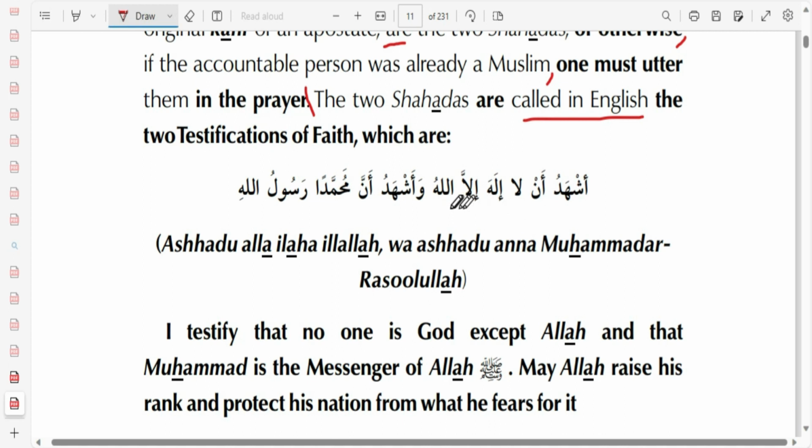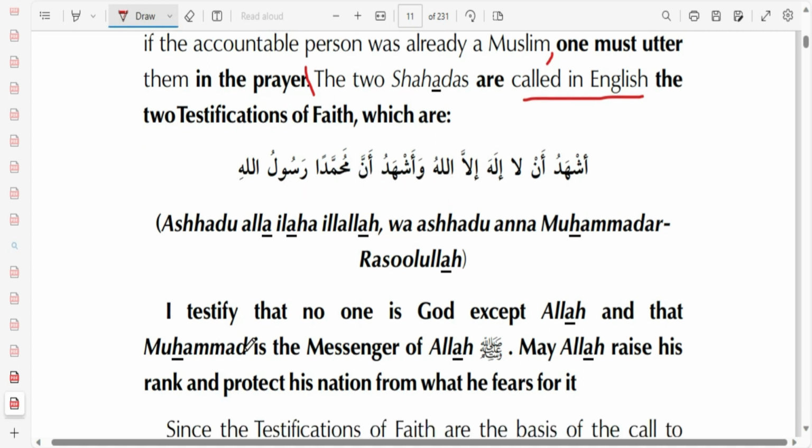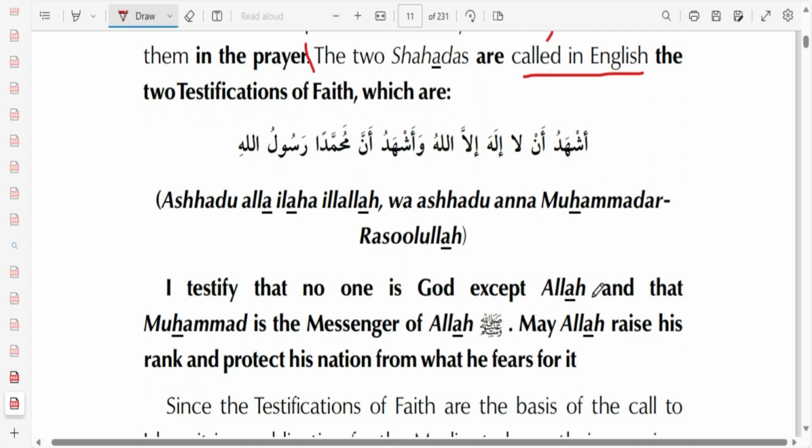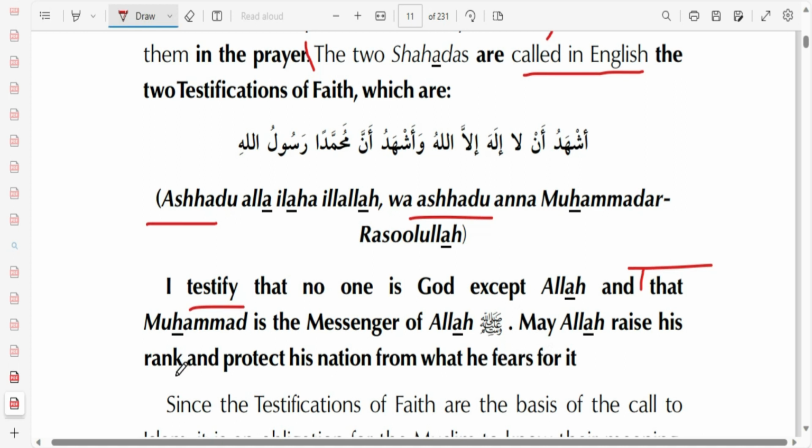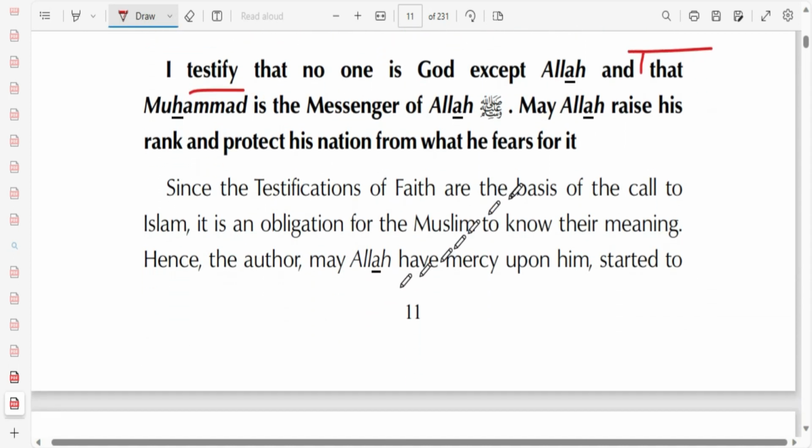Ashhadu an la ilaha illallah wa ashhadu anna Muhammadar Rasulullah. I testify that no one is God except Allah, and that Muhammad, and I testify, it's repeated. Ashhadu wa ashhadu. So it is probably better to repeat it in the translation: I testify that no one is God except Allah, and I testify that Muhammad is the messenger of Allah, sallallahu alayhi wasallam. May Allah raise his rank and protect his nation from what he fears for it.